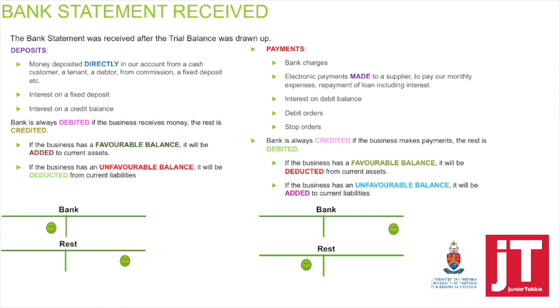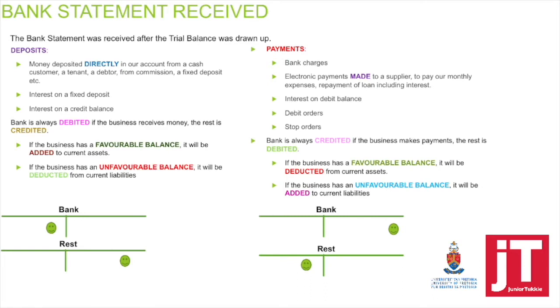So when we're doing financial statements, if bank has a favorable bank balance, it means that if bank is debited, it will be added to your cash and cash equivalents. If bank has an unfavorable bank balance, it will be deducted from your current liabilities.